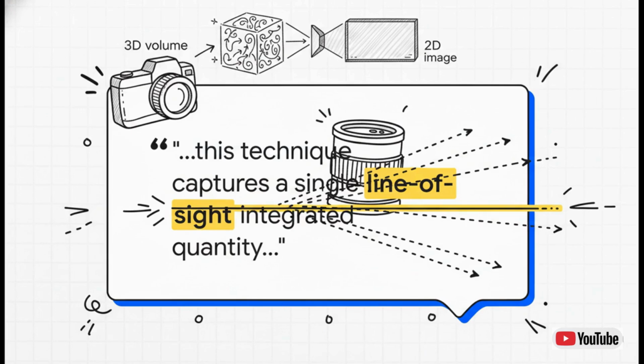And this quote from the source research really gets to the heart of it. A standard camera captures a single line-of-sight integrated quantity. Now that's a mouthful, but what it means in simple terms is that everything happening from front to back in that 3D volume just gets squashed or pancaked into a single, flat 2D picture.